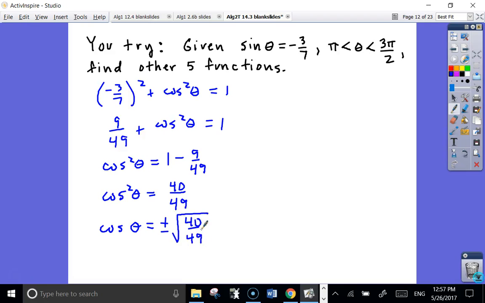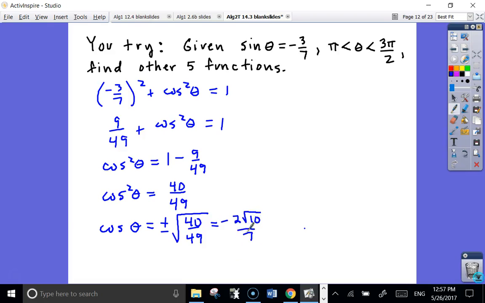We all should get that far. Now, again, am I going to pick the plus or the minus? In the third quadrant, cosine, which is the x-coordinate, should be negative. So we're going to pick that. Okay, I know I can take the square root of 49 to get 7. How about, can I simplify the square root of 40? How would I break that up? What are the factors of 40 that are perfect squares? 4 times 10, right? So this is going to be negative 2 times the square root of 10 over 7.